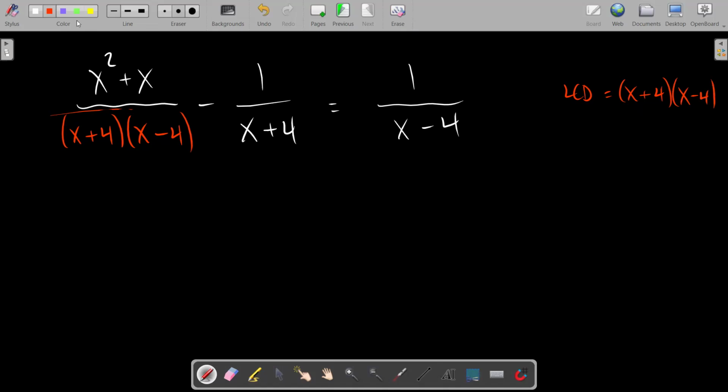So, fifth verse, same as the first. What is the first fraction missing? Nothing. So we can just copy down his top, x squared plus x. Nothing there. This second one, what's his bottom missing? x minus 4. And so I'm going to take the minus 1 that was already there, and I'm going to multiply it by x minus 4.